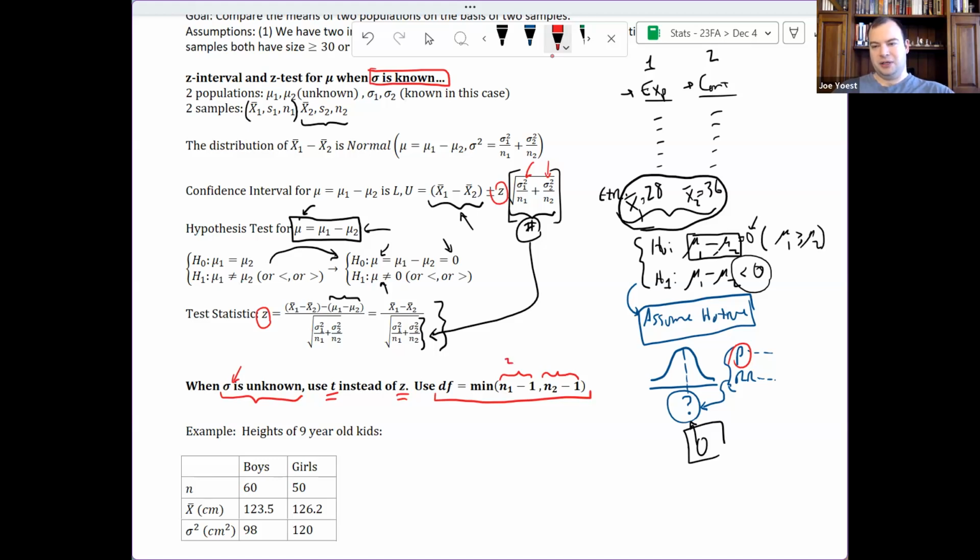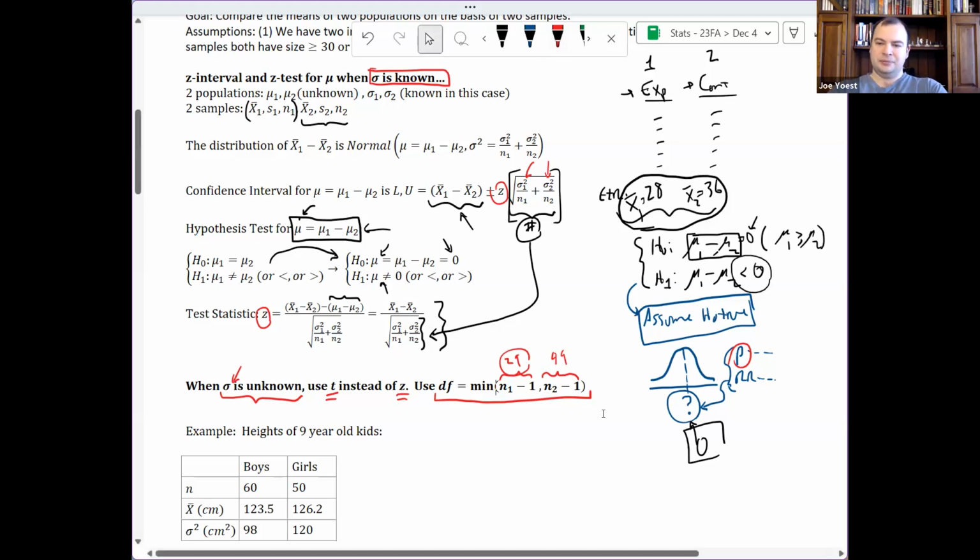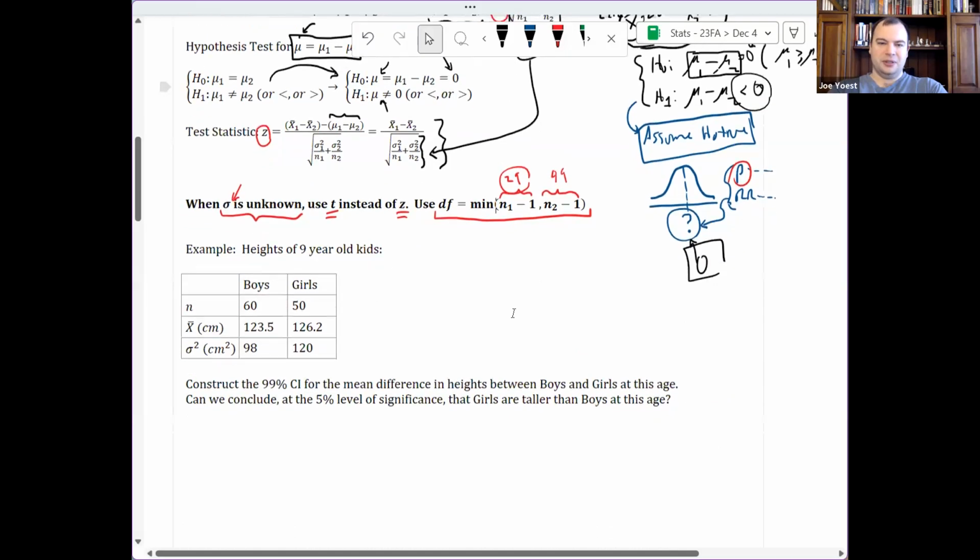So if I had, say, 29 here and 49 there, I just go with 29. I would just take that whole penalty of the first sample being smaller and go with that. Again, there are some calculations you can do that will give you a more accurate degrees of freedom, but this is a good approximation though.